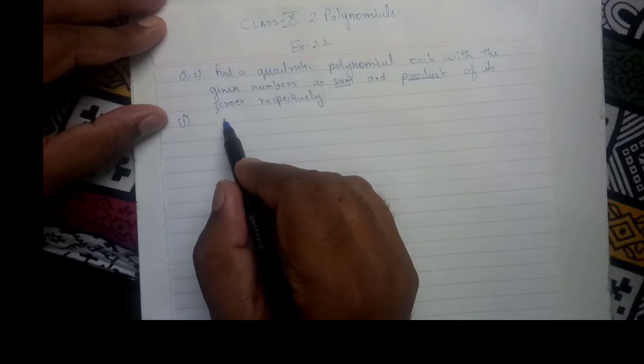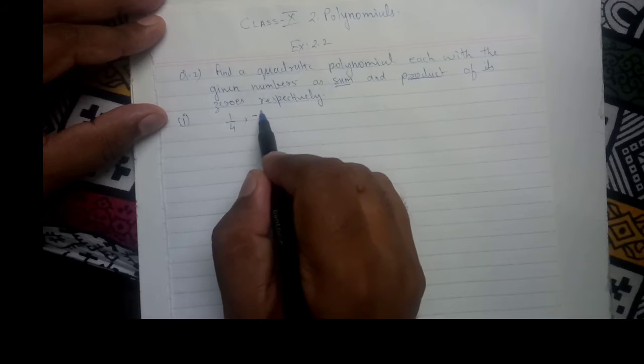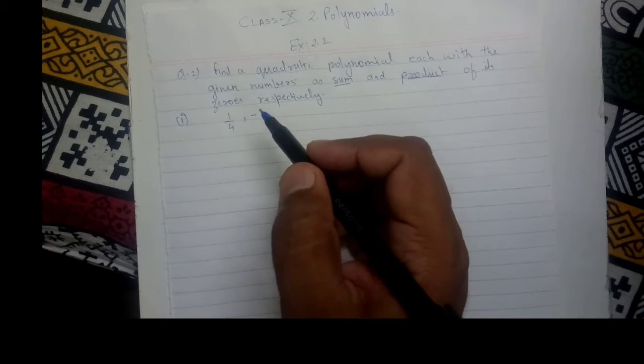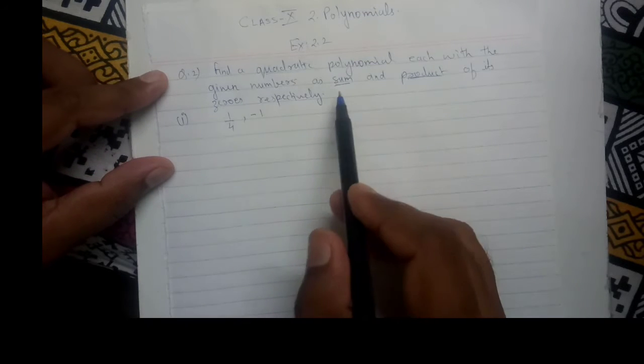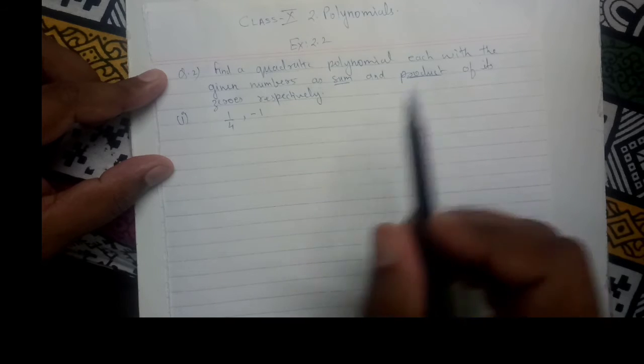In this, the first number is given as 1 by 4, and the second number is minus 1. Now you need to understand what is given in this question. The first number is the sum of the zeros, and the second number is the product of the zeros.